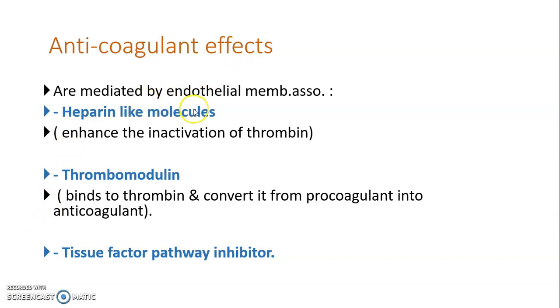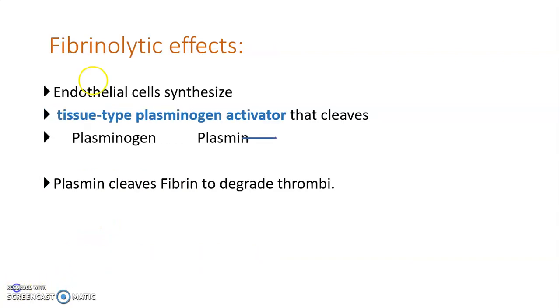Anticoagulant effects are mediated by the endothelial membrane by producing heparin-like molecules and thrombomodulin along with tissue factor pathway inhibitor. Fibrinolytic effects: endothelial cells synthesize tissue-type plasminogen activator that cleaves plasminogen into plasmin. Then plasmin cleaves the fibrin to degrade the thrombi.